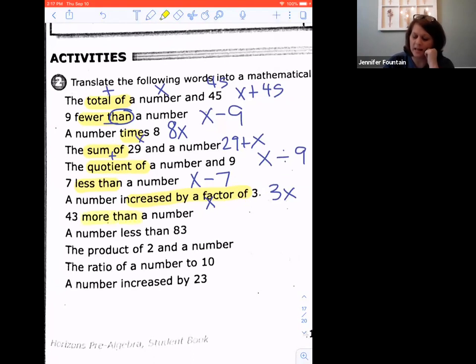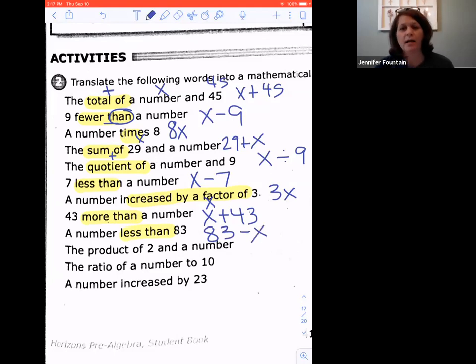43 more than a number. So on this one, you could follow the same rules that we were talking about where it says 43 more than a number. So our number would come first and then add 43. But again, it doesn't matter if it's 43 plus x or x plus 43. Commutative property tells me that order doesn't matter for addition and multiplication. But it does for subtraction, which is next, less than, a number less than 83. So we know 83 is going to have to come first, and then we subtract our number x.